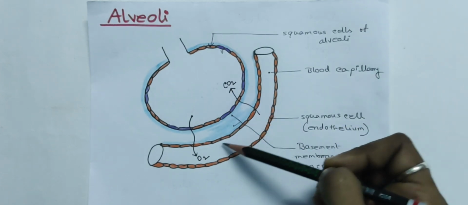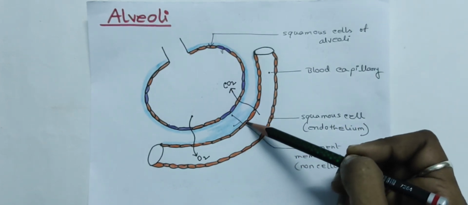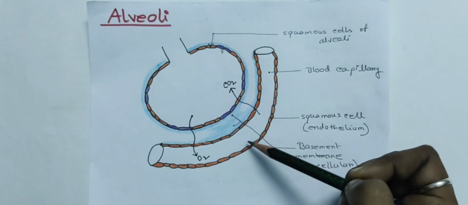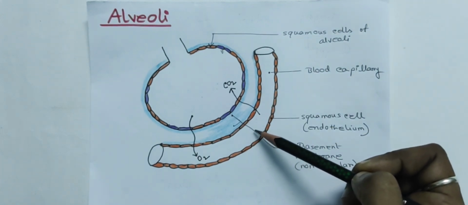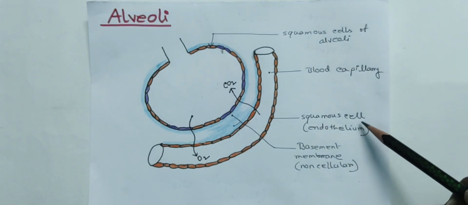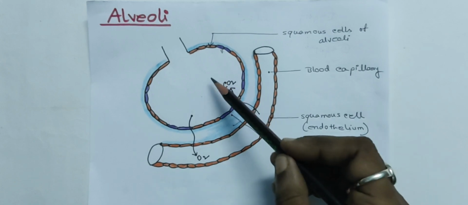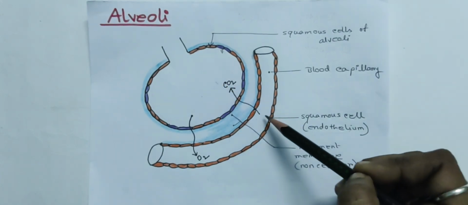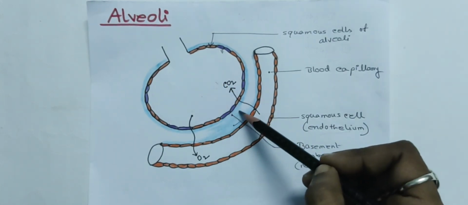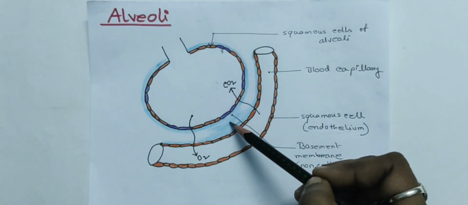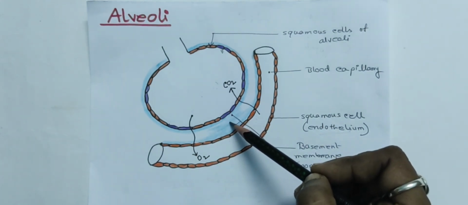So these are the capillaries. They also have a thin, single-layered epithelium. That epithelium is called squamous epithelium, squamous cells, or we can also say endothelium. And between the alveoli and the blood capillaries, there is a non-cellular basement membrane.